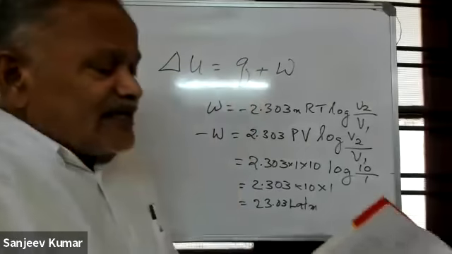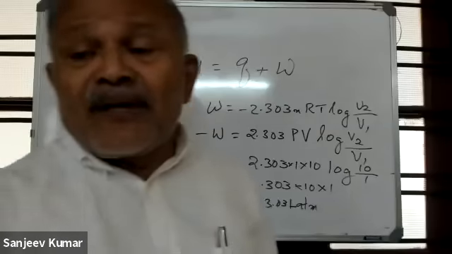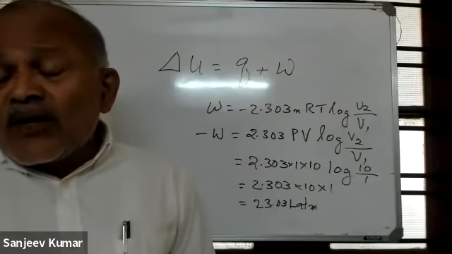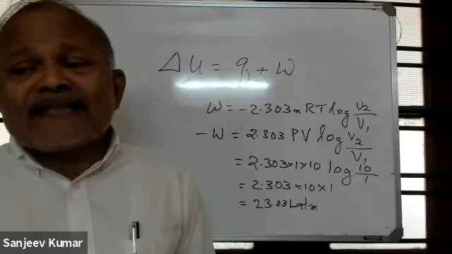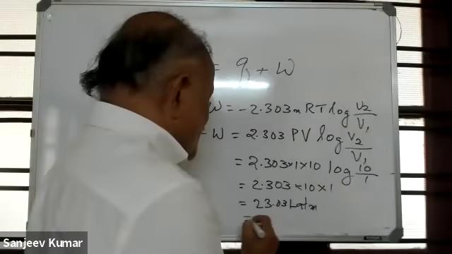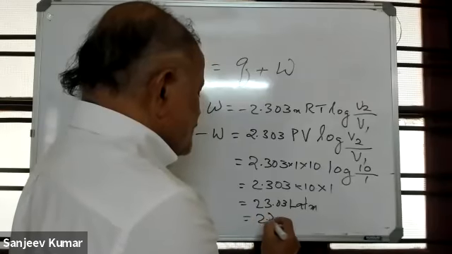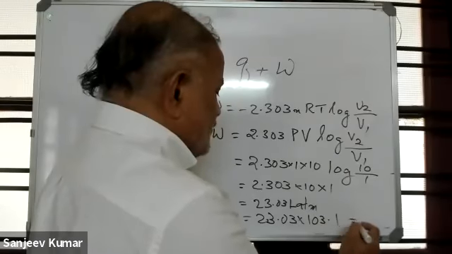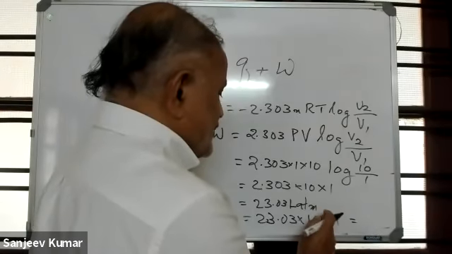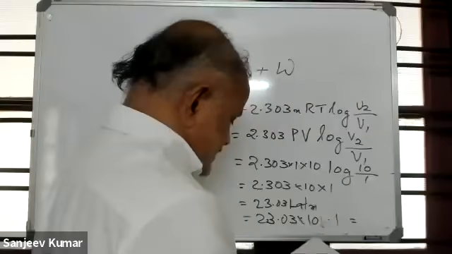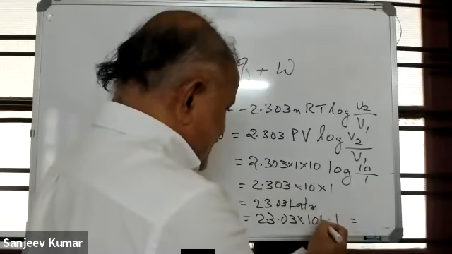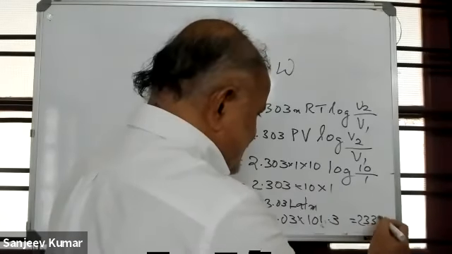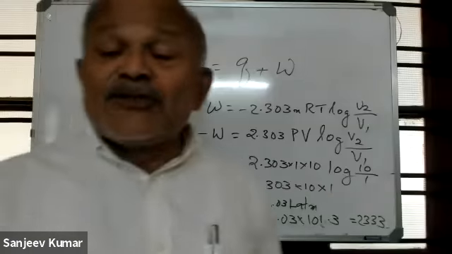But the choices are not given in liter atmosphere. It is given in joule. We know that 101.3 joule is 1 liter atmosphere. And therefore, to convert liter atmosphere into joule, 23.03 into 101.3. Therefore, it is equal to 2333. That is choice C.